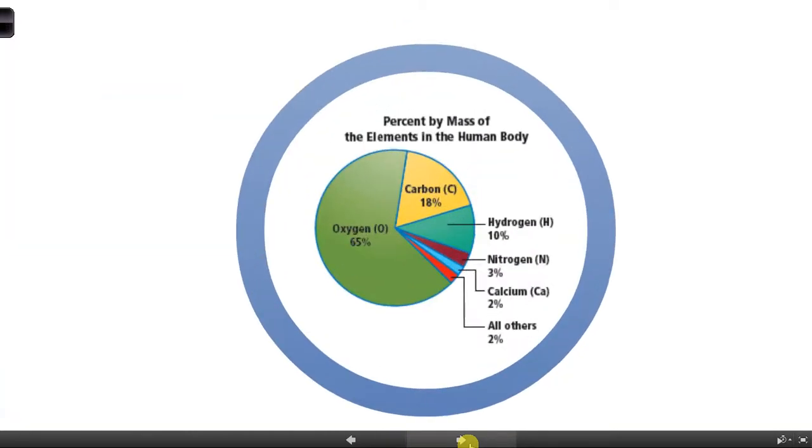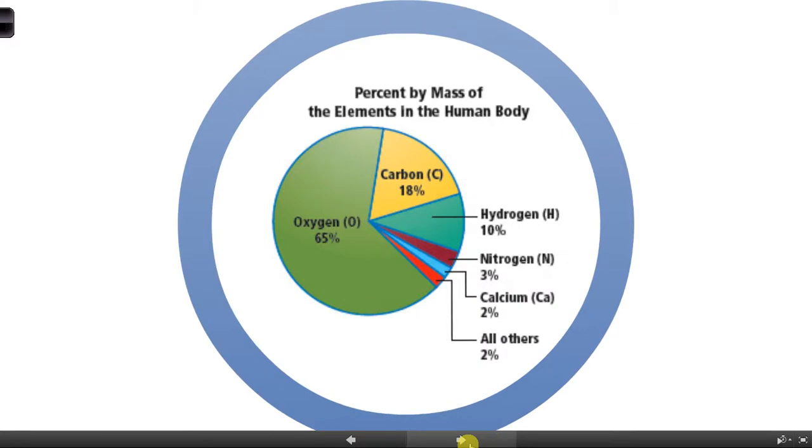In fact, if we look at their proportions, you can see here, most of us is actually oxygen. That's largely due to the water that's in us. Then carbon, hydrogen, nitrogen, calcium, and then a few other little bits and pieces. So most of us is just a few of these elements.